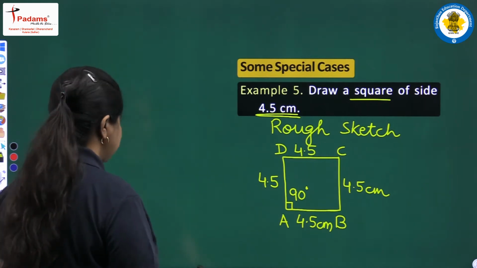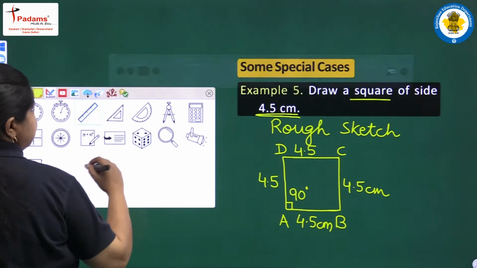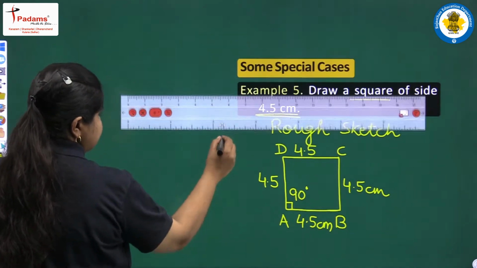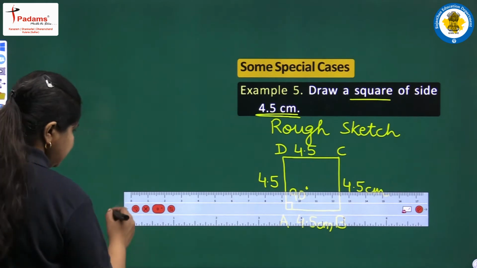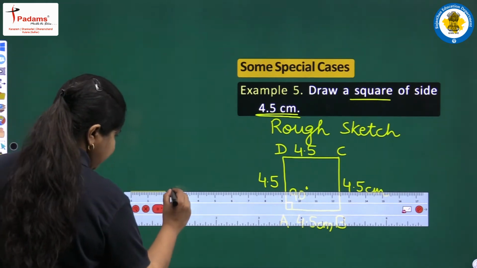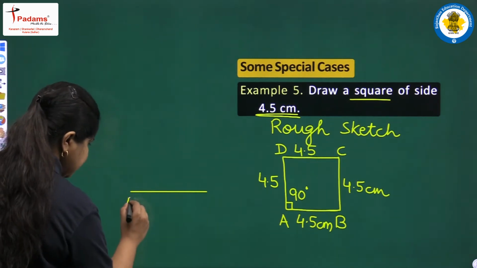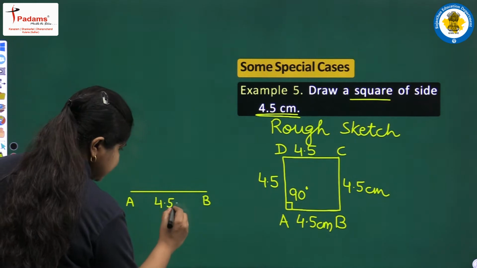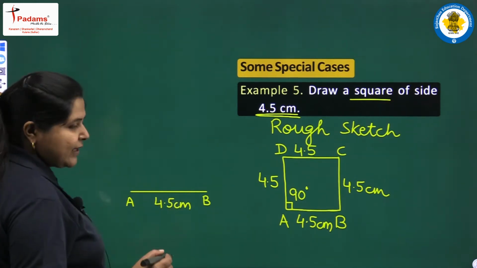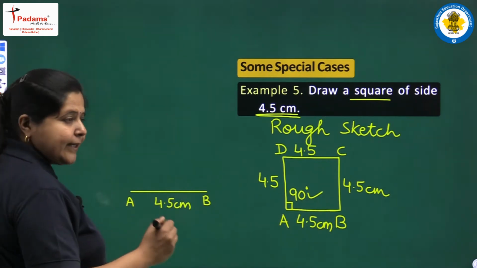Now we begin the construction work. For this we will need one scale. We take it here at the bottom. First of all we will draw AB measuring 4.5 in this way. Let us name it as AB, 4.5 centimeter. What next we have to do? We will construct this angle of 90 degree at point A.